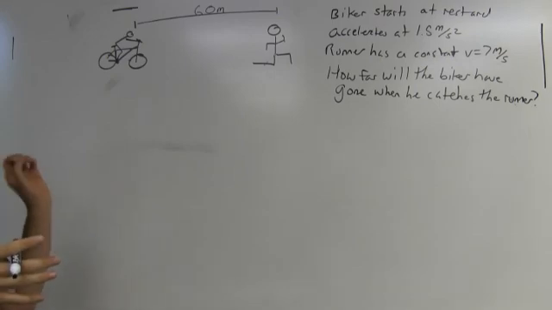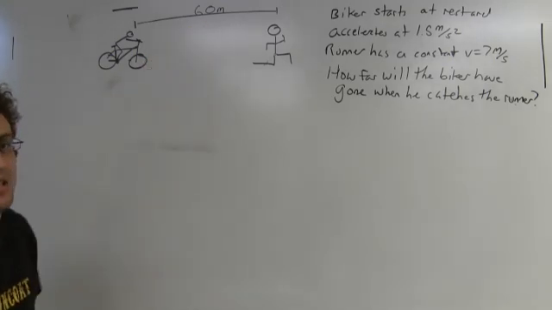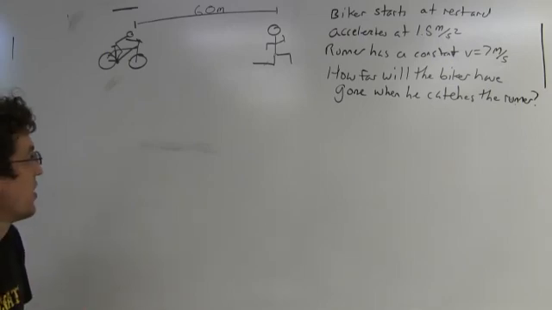Okay, so in this case we've got a biker starting at rest and trying to catch up to this runner. We know the biker starts at rest with an acceleration of 1.5 meters per second squared, and we know the runner has a constant velocity of 7 meters per second. We know the runner has a 60-meter head start. The question is, how far will the biker have gone when he catches up to the runner?